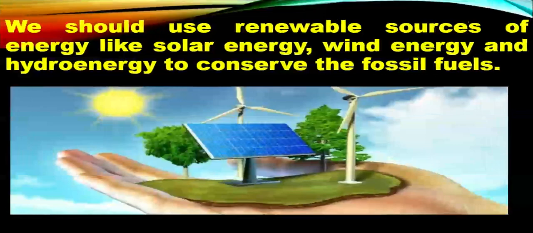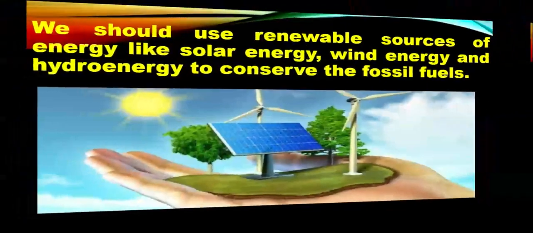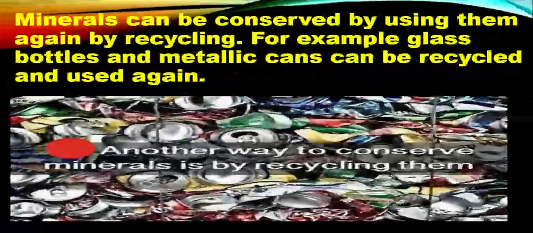Another way of conservation of natural resources is that we should use renewable sources of energy like solar energy, wind energy, and hydro energy to conserve the fossil fuels. Children, minerals can be conserved by using them again by recycling. For example, glass bottles and metallic cans, which are made up of minerals, can be recycled and used again. So, children, these were some of the methods by which we can conserve our natural resources.